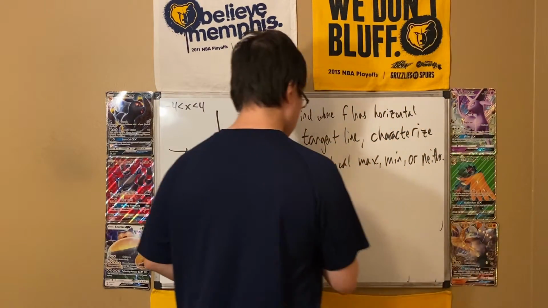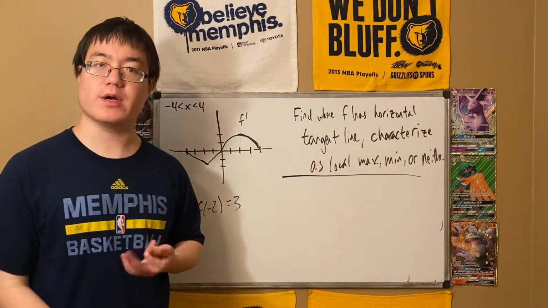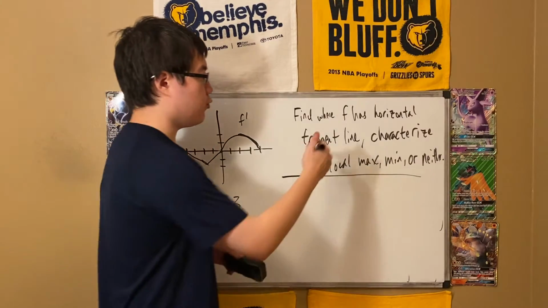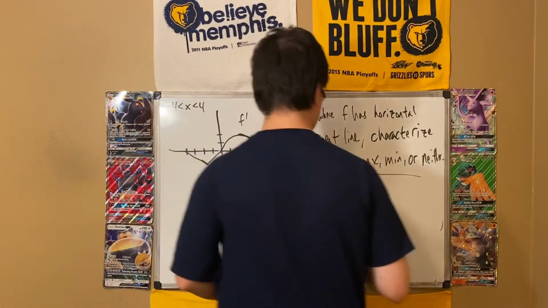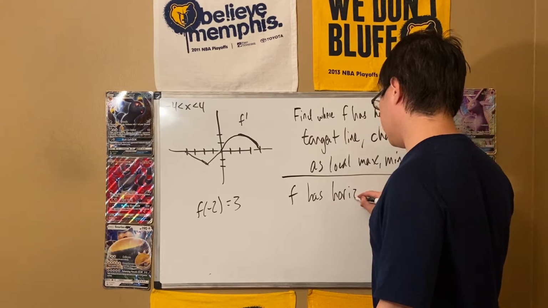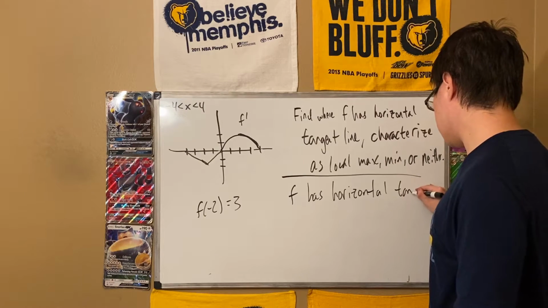So, a lot of words here, but again, don't be intimidated. This is just a local min or max question. Let's try to break it down. So where does f have a horizontal tangent line? We have our favorite words of the day, tangent line.